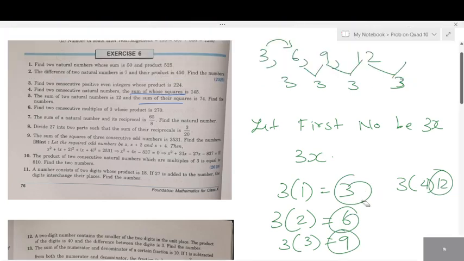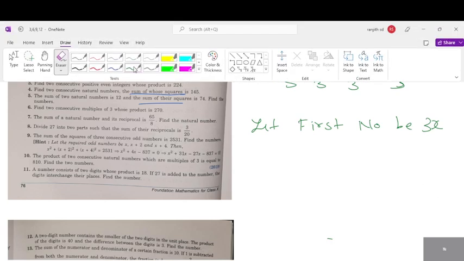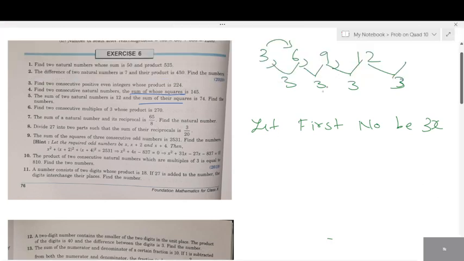And we don't know what the value is. We have taken 1, 2, 3, 4. It can be anything. x can be 10, 11, 12, anything. Just because it is multiples of 3, we have to take 3x as the first number. The second number: what is the difference between each value? So the second number is 3x plus 3.